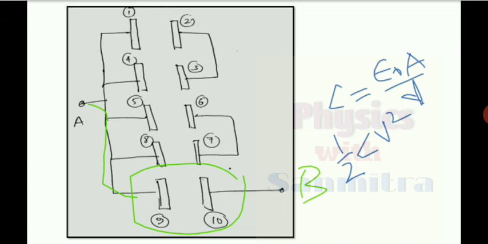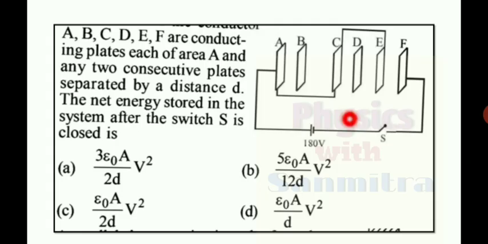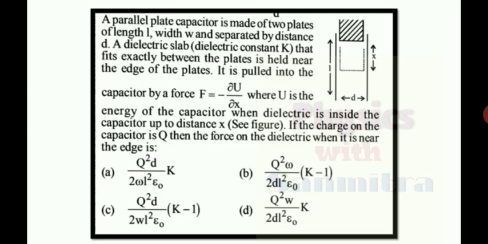Let me see the options. Half C V square, so half into C, where C is epsilon naught A by D. So I think option C is correct: half into epsilon naught A by D into V square. So option C is correct.